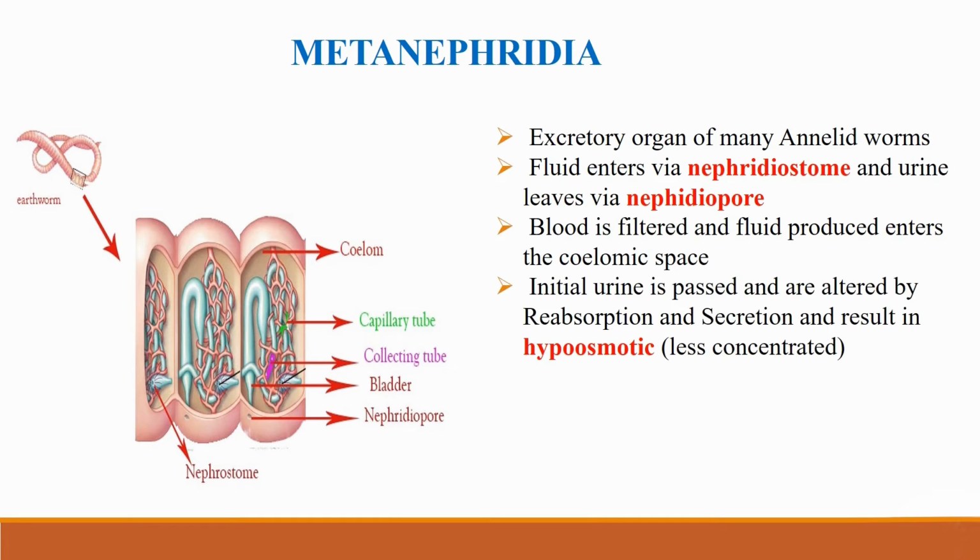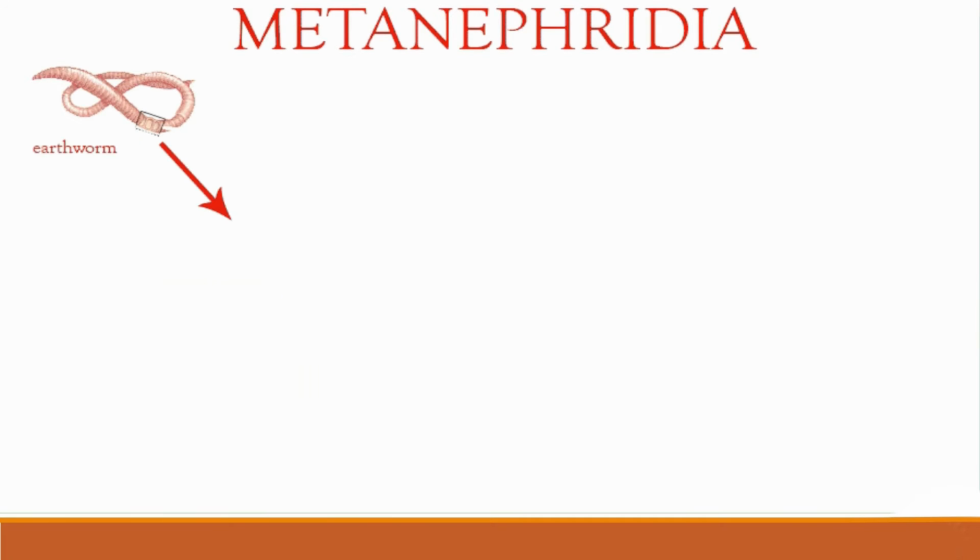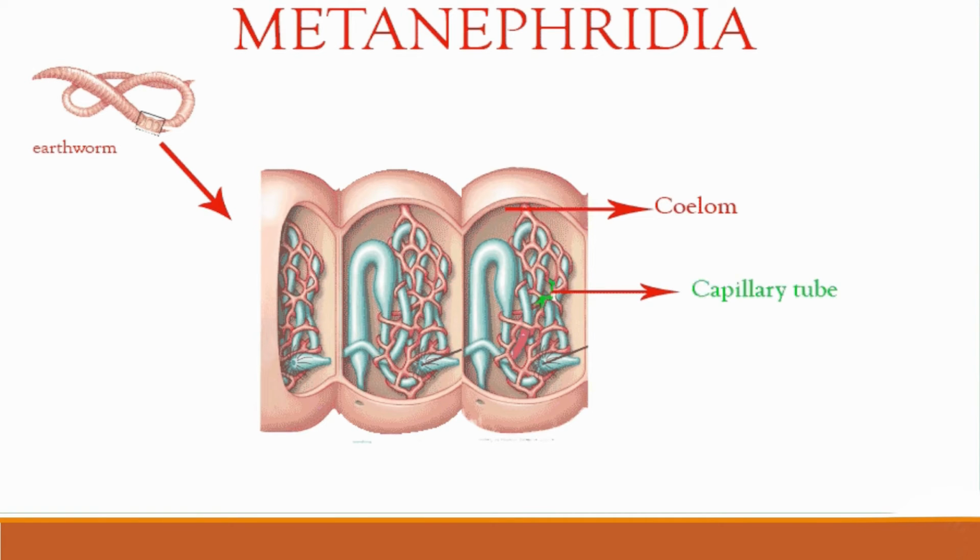The initial urine which is formed passes along the nephridia, where its composition is altered by the process of reabsorption and secretion. The result is the production of a urine which is hypoosmotic, that is, less concentrated to the body fluids from which it was formed.